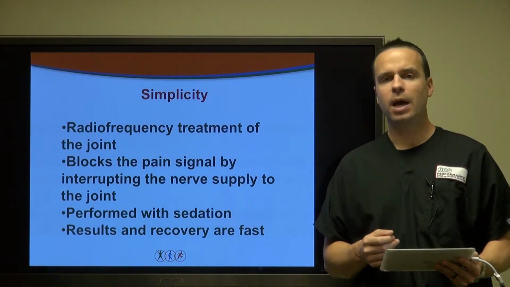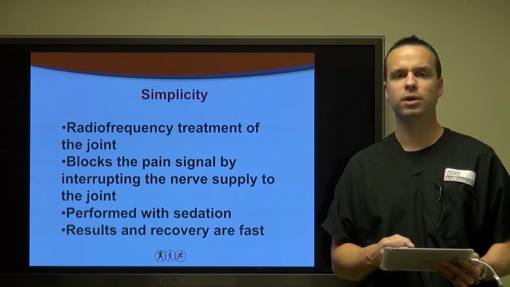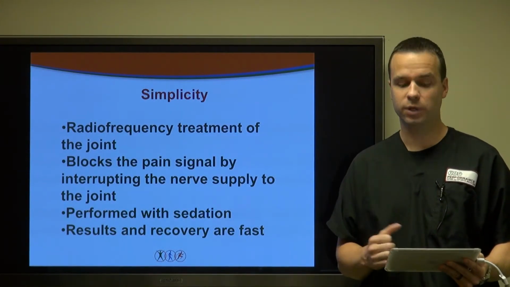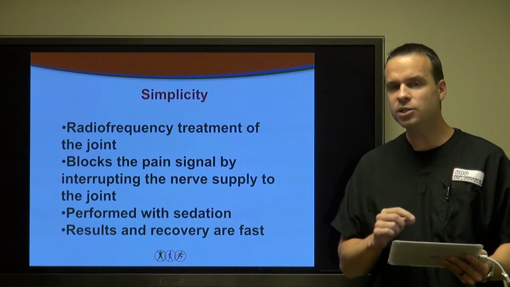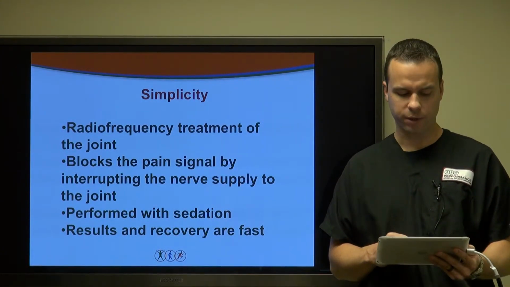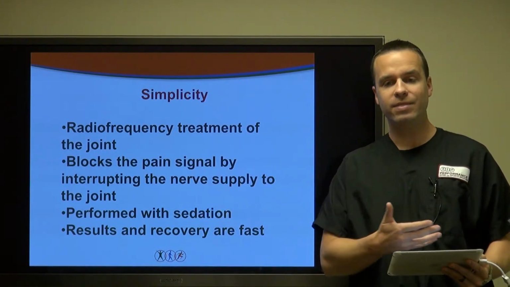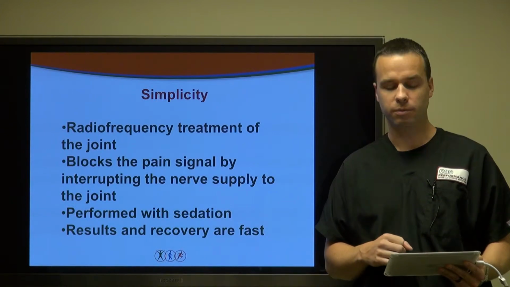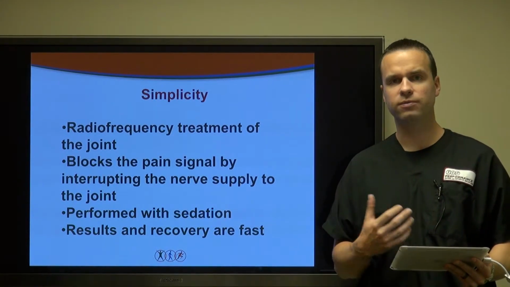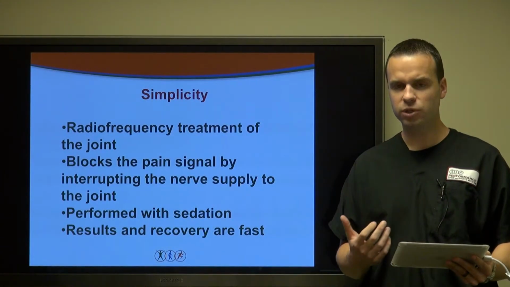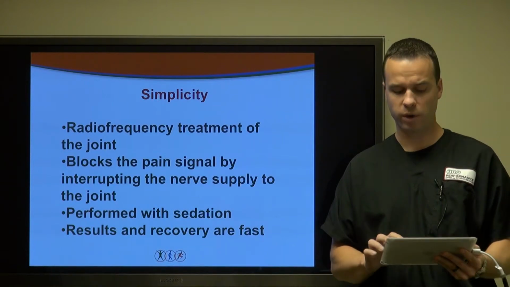Last, I'd like to talk about simplicity. Simplicity is a radiofrequency treatment of the joint. So what is radiofrequency treatment? It's a way for us to block the pain signals by interrupting the nerve supply to the joint. The joint is obviously innervated by various nerves, and that's where those pain signals are transmitted. This is performed with sedation in a surgery center, so very comfortable setting, and the results are usually rather fast, and recovery is quite rapid as well.